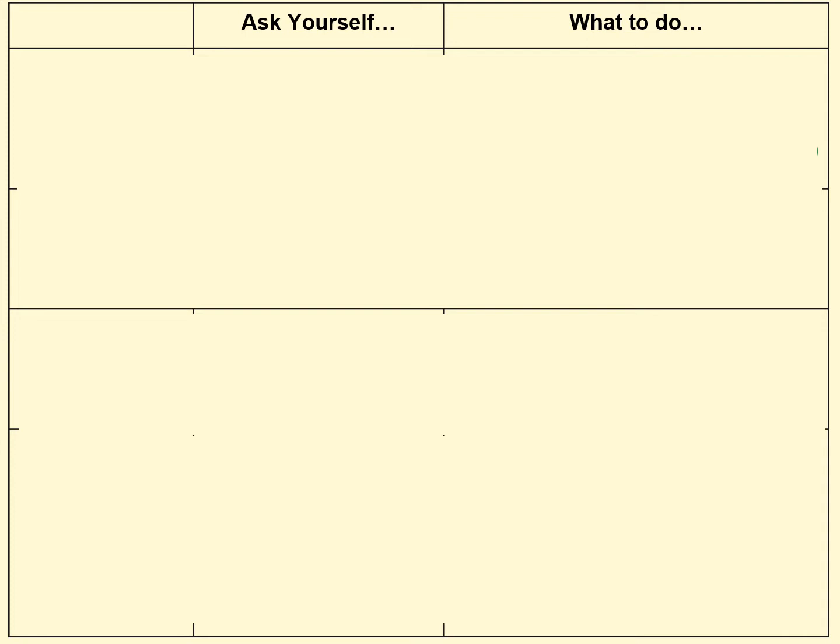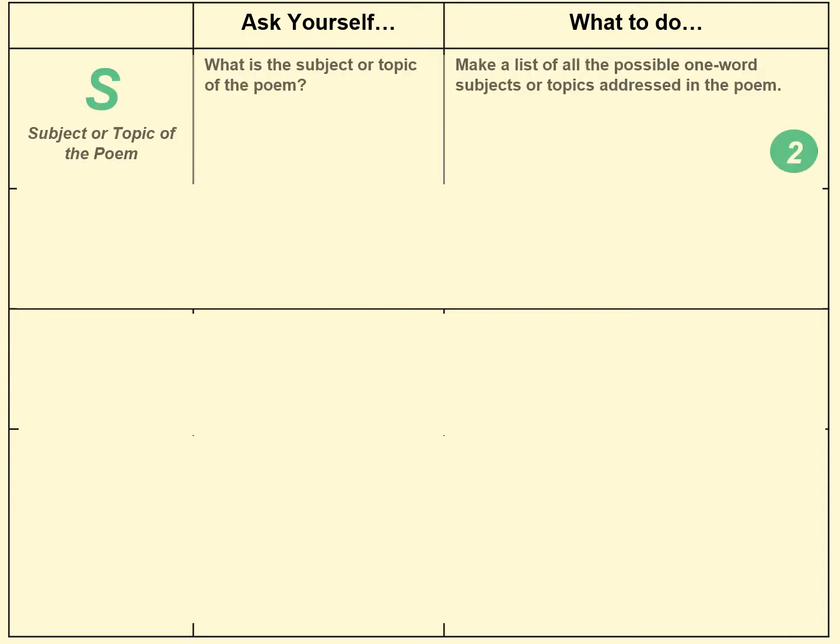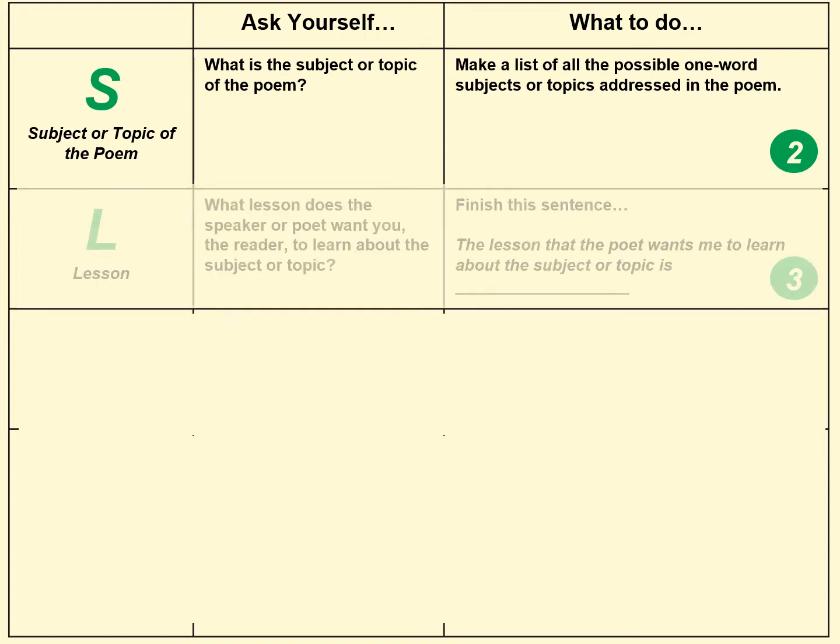After students read a poem, this is the first thing that they can do. They can look for the subject or topic of the poem. Simply ask themselves, what is the subject or topic of the poem? One thing students can do is make a list of all the possible one-word subjects or topics addressed in the poem. After they've done that, then we move on to step 3.